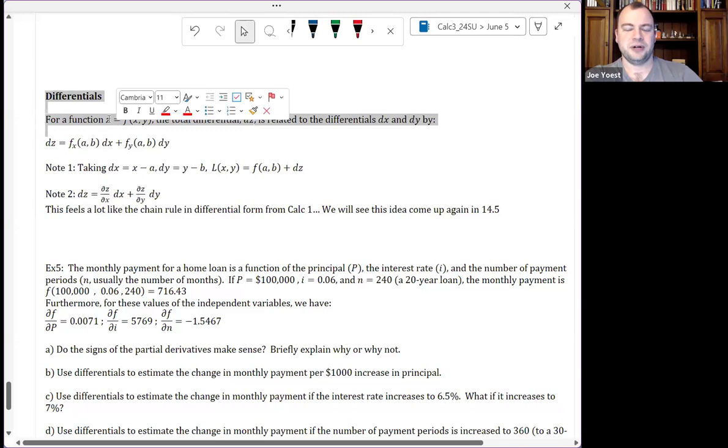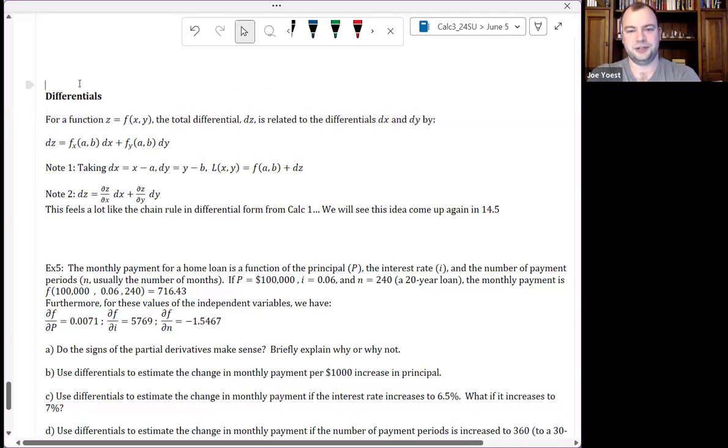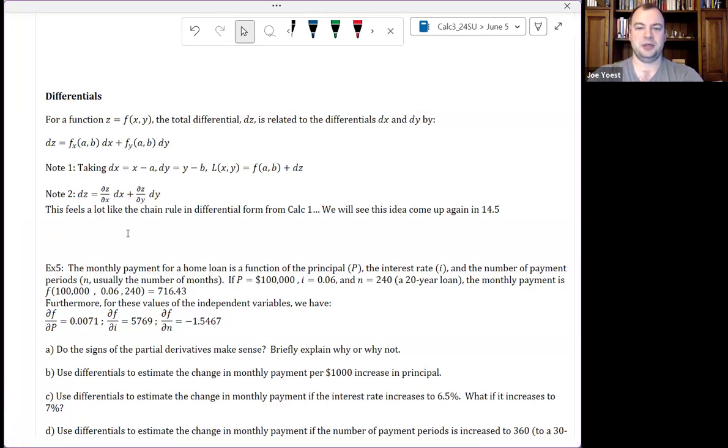Okay, so differentials. Again, we know from Calc 1 the differentials are pretty closely linked to linear approximations. So we say for a function z equals f of x y, what we call the total differential, dz, is related to the differentials dx and dy. The differential is related to the inputs this way: dz equals partial f with respect to x at a b times dx plus partial f with respect to y at a b times dy.